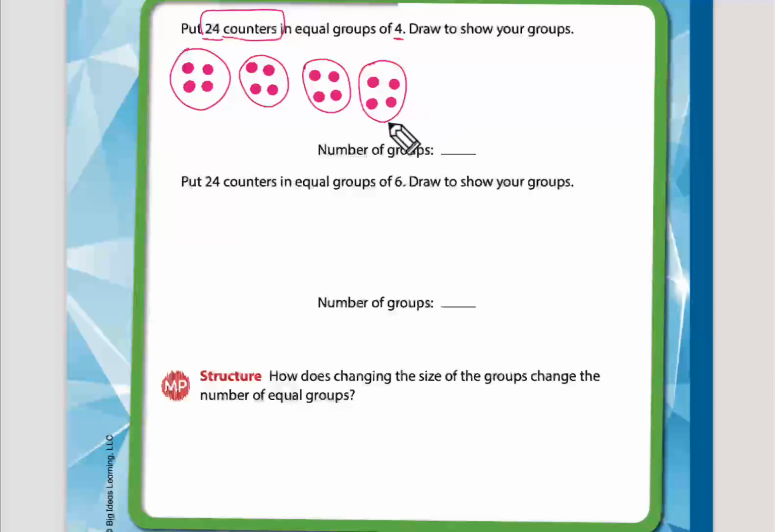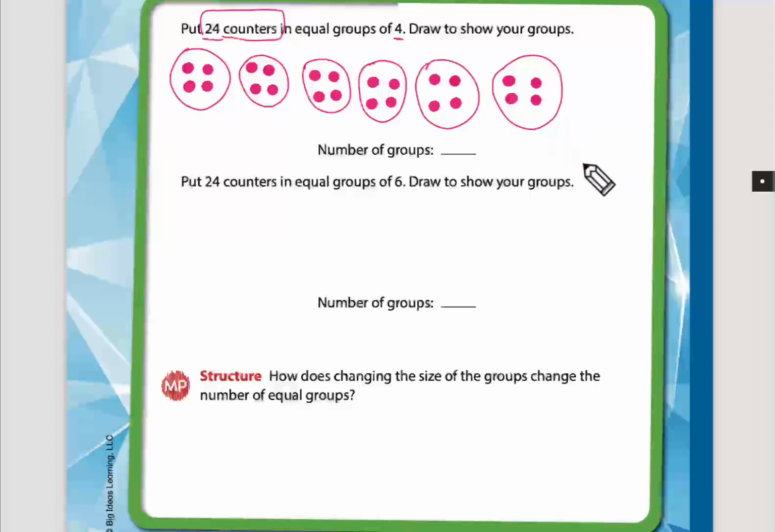How many counters in all? 16. Yes. Okay. We need 24, remember? Now, how many? 20. So, let's make another one. And now, so these are 24 now. Yes. Okay, the question here, what is the number of groups? Excellent, thank you, my hero.